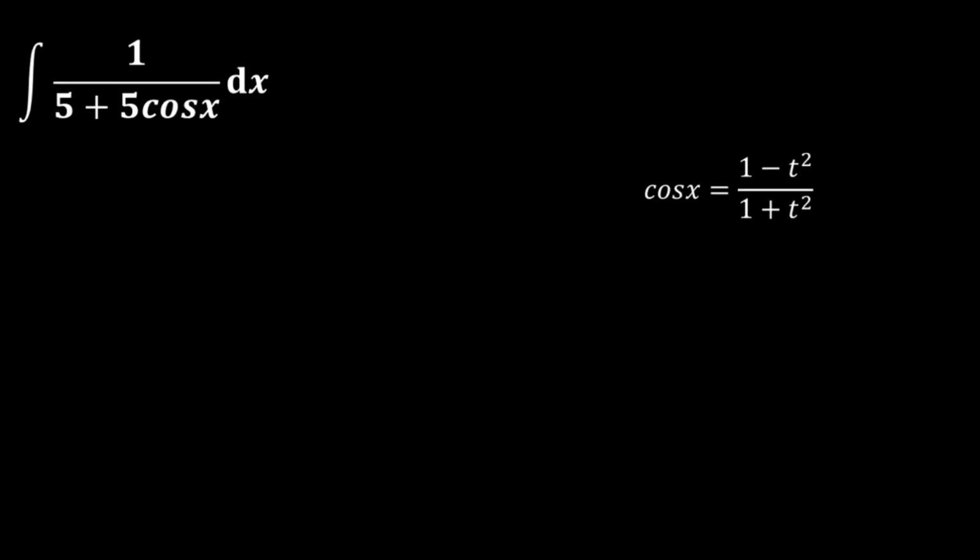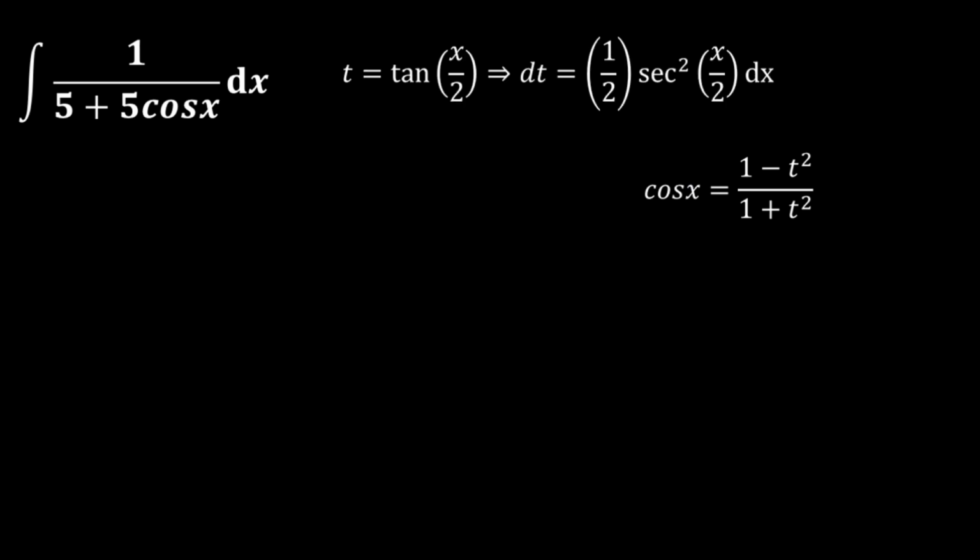Moving on to the next question, we have 1 all over 5 plus 5 cos x. Using the substitution, t is equal to tan x on 2. Differentiating this, if you differentiate tan x on 2, you are going to have half sec square x on 2. But in earlier trigonometry, we know that cos x in terms of tan is cos x is equal to 1 minus t square all over 1 plus t square.